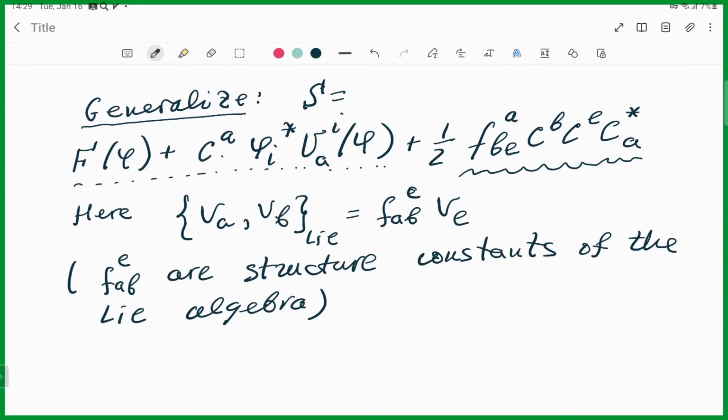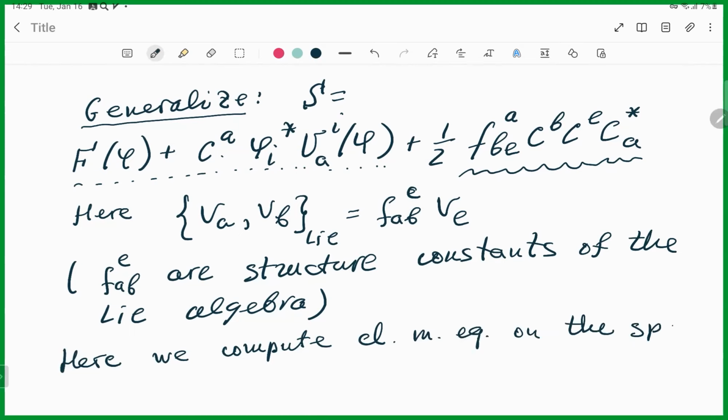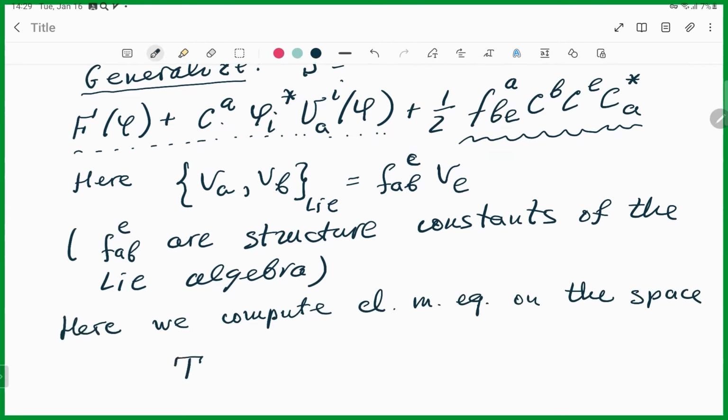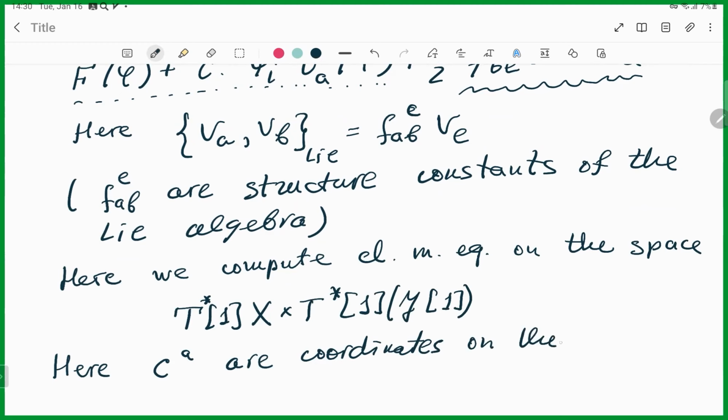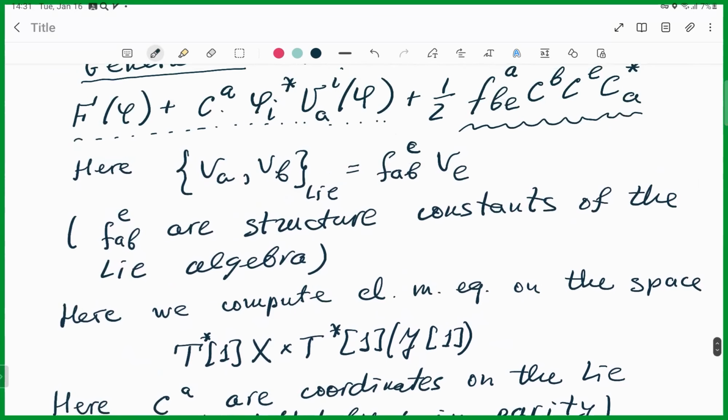Let me discuss how the computation works. Here we compute the classical master equation on the space that is T star shifted by 1 of X times the Lie algebra shifted by 1. C A are coordinates on the Lie algebra G shifted by 1 in parity. Now it is instructive to see how the computation goes.